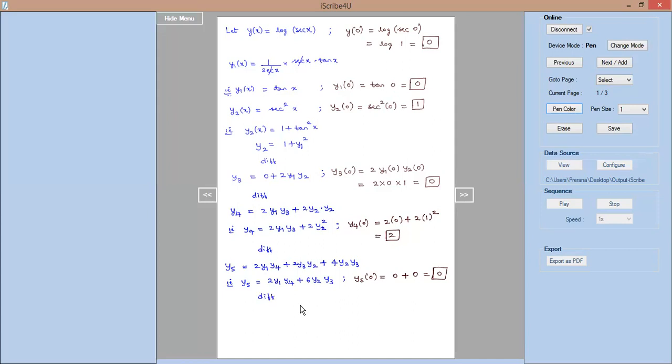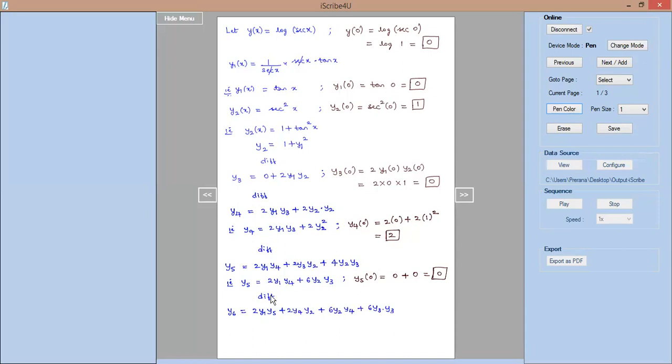So differentiating once again with respect to x, we can obtain y6. Using the product rule: 2 y1 y5 plus 2 y4 y2 plus 6 y2 y4 plus 6 y3 y3. Let me explain the product rule to you.